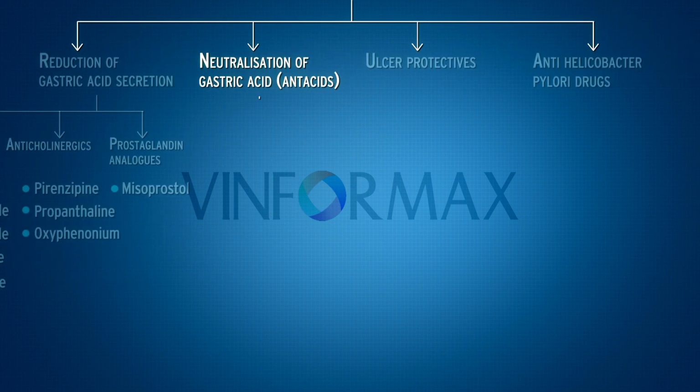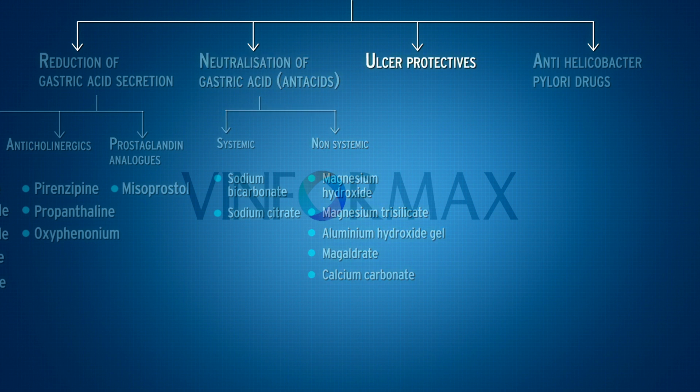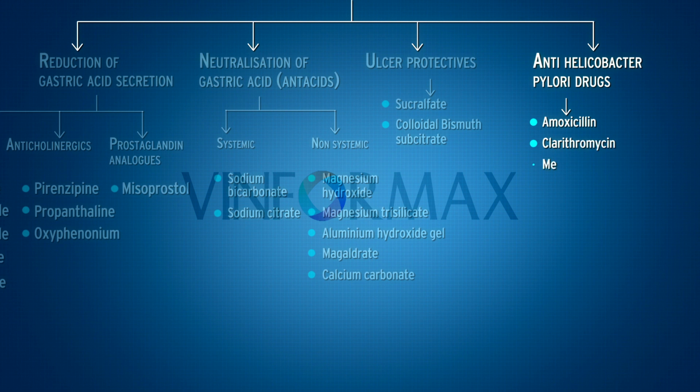Neutralization of gastric acid is classified under systemic and non-systemic. Systemic includes sodium bicarbonate, sodium citrate. Non-systemic includes magnesium hydroxide, magnesium trisilicate, aluminium hydroxide gel, magaldrate, calcium carbonate. Ulcer protectives include sucralfate, colloidal bismuth subcitrate. Anti-Helicobacter pylori drugs include amoxicillin, clarithromycin, metronidazole, tinidazole, and tetracycline.